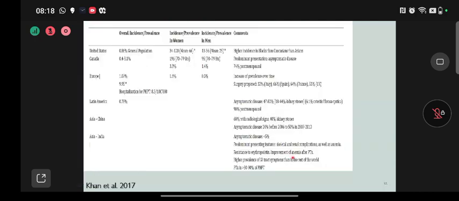So there is a paper by Khan et al. in 2017 in which the overall incidence and prevalence of primary hyperparathyroidism and related clinical presentations was described in the US, Canada, and Europe. In India, there is a presentation of symptomatic disease, and the predominant presenting features are skeletal and renal complications.